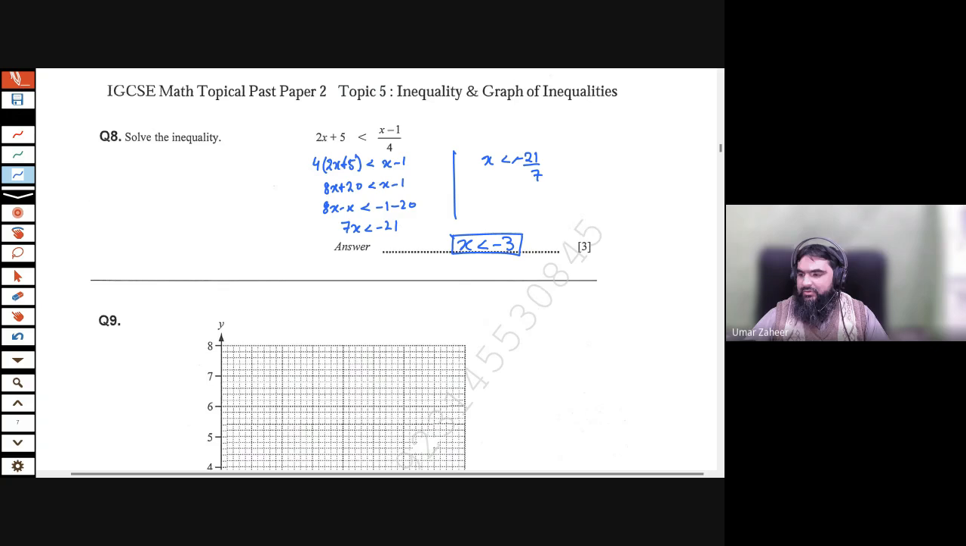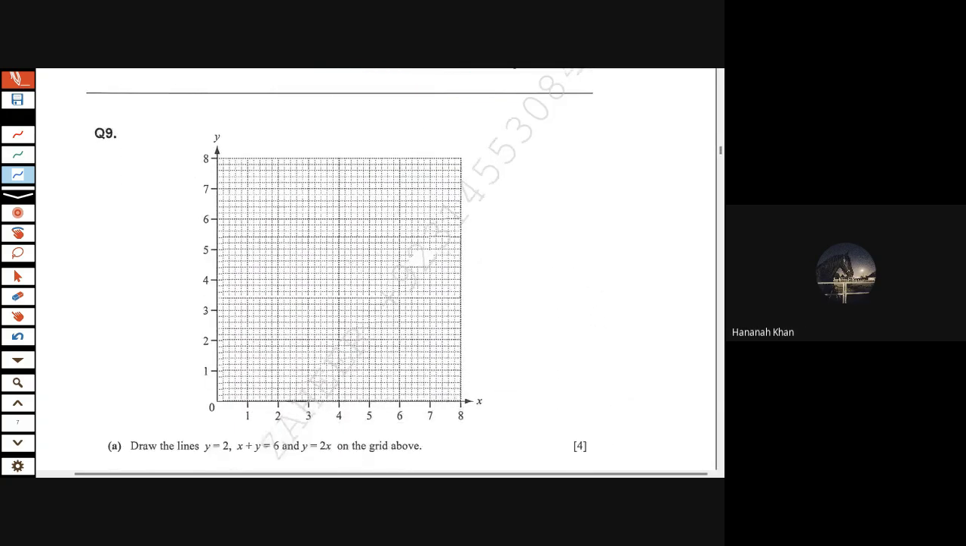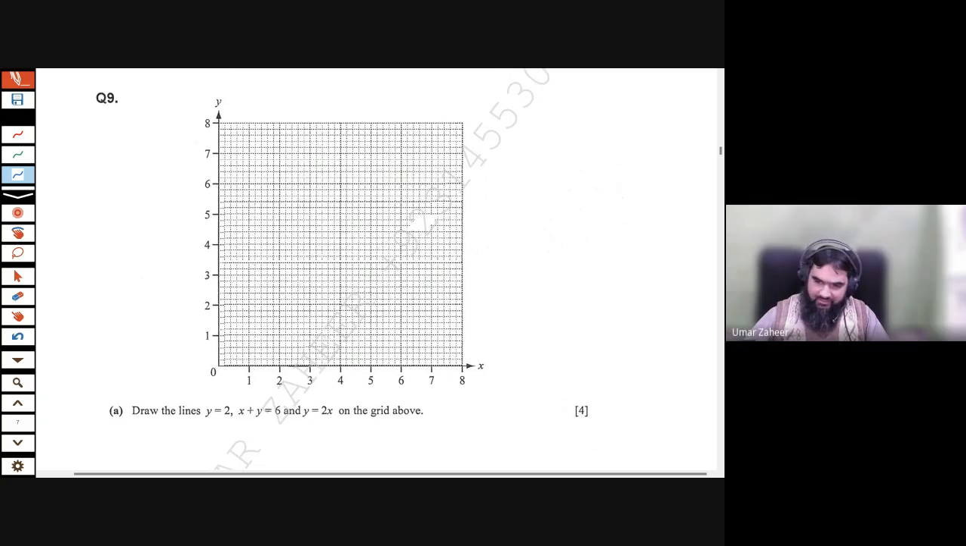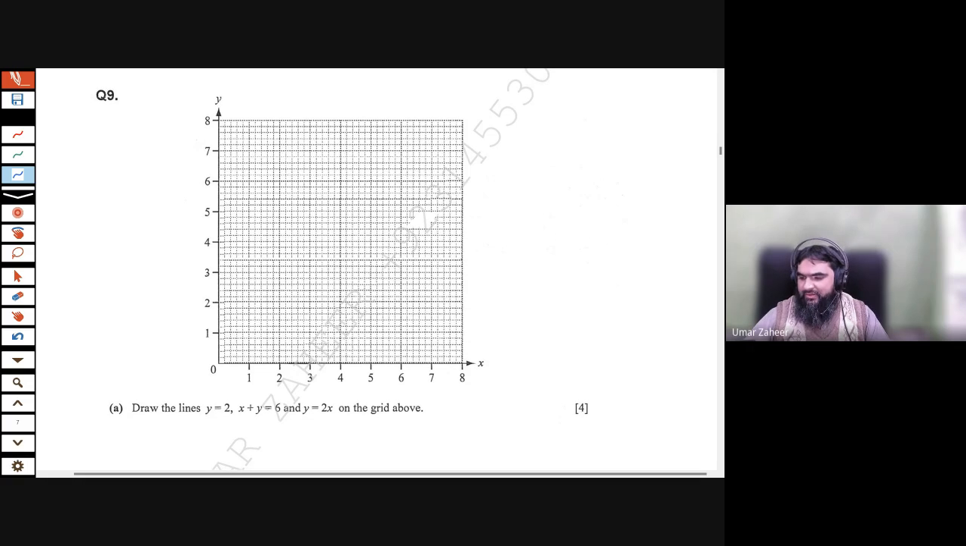Any question till here? Alright, here we have a graph. He says to draw the lines y is equal to 2, x plus y is equal to 6, and y is equal to 2x on the grid. Y is equal to 2 is a horizontal line or a vertical line? Horizontal.